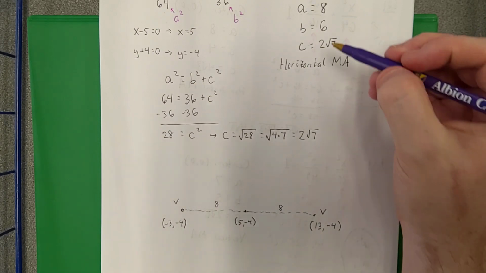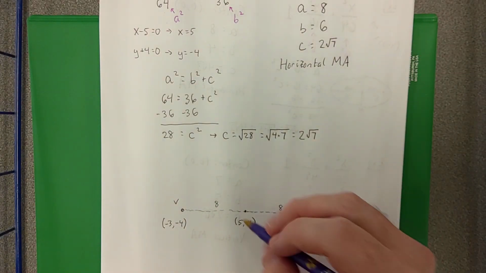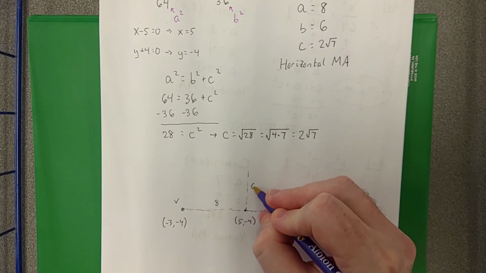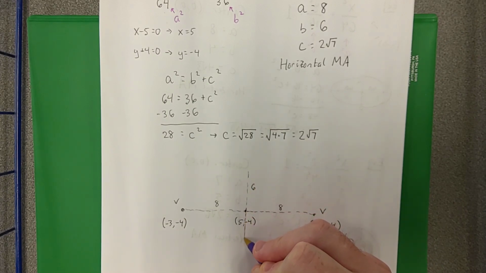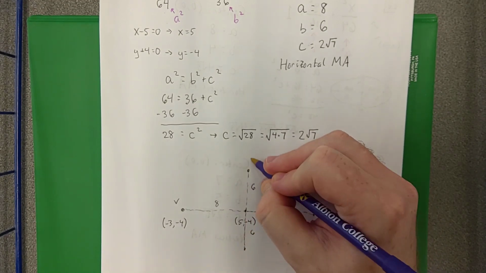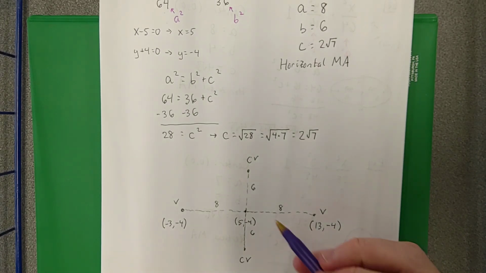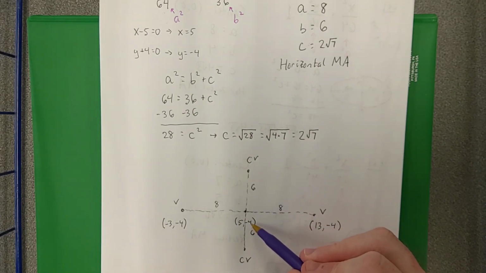We also have a b value of 6, meaning that starting from the center, if I were to go up 6 units, we'll eyeball this, or down 6 units, I would be arriving at our two co-vertices, co-vertex and co-vertex. This means that I will be adding or subtracting 6 from the y-coordinate to arrive at these.